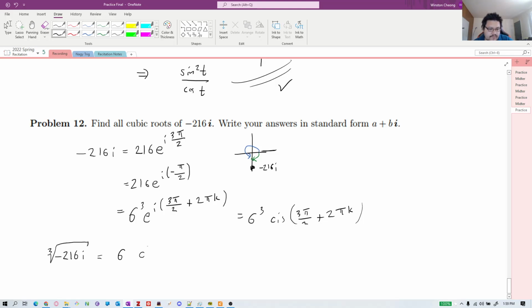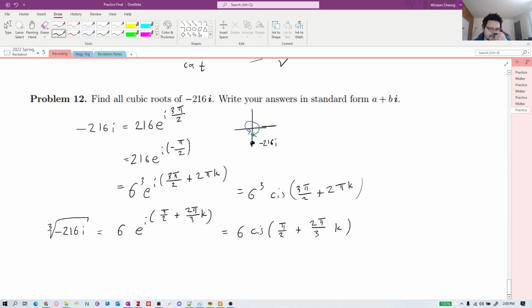So if I'm using the two different notations simultaneously, in the exponential notation, I divide this by 3, and I get pi over 2 plus 2 pi over 3k. If you prefer the cis notation, it's basically the same thing. We just lower that exponent, plus 2 pi over 3k, right? We just take that angle and divide it by 3. And we end up with either of these formats.